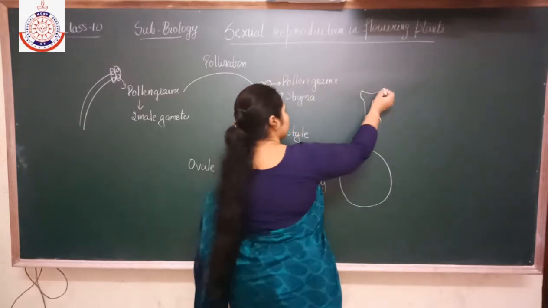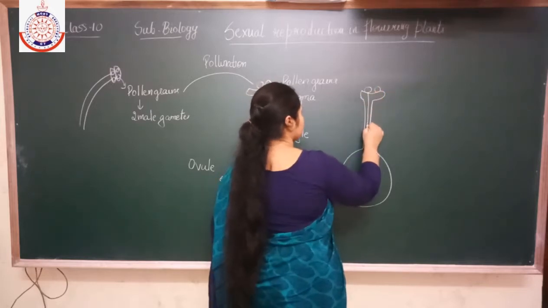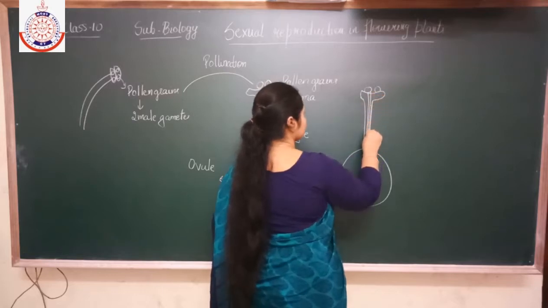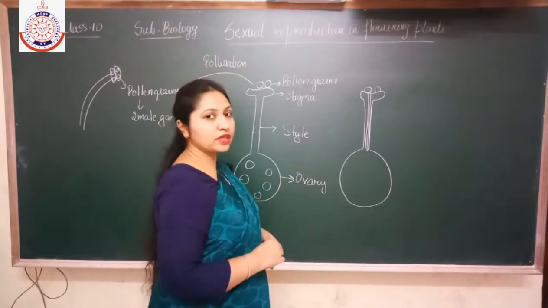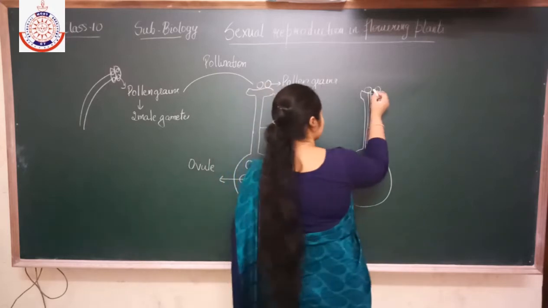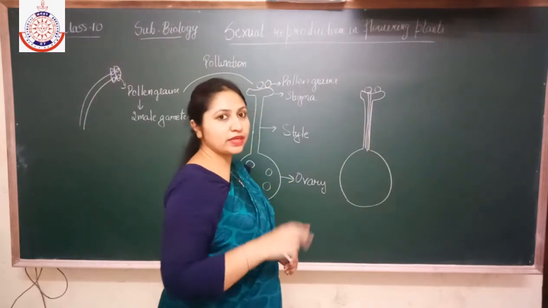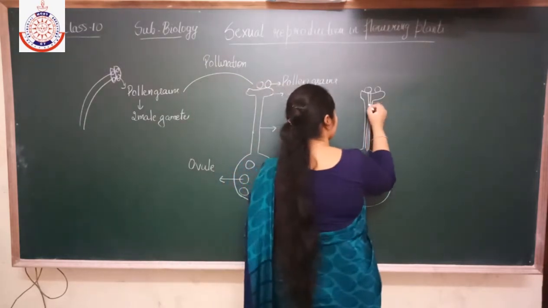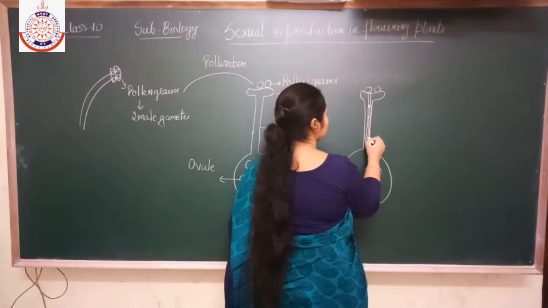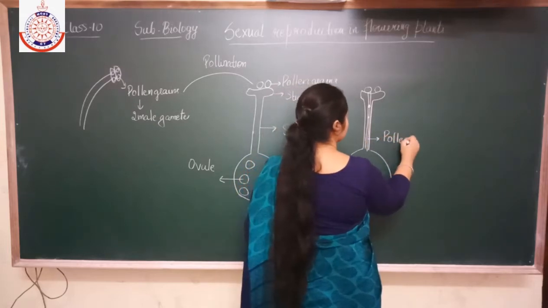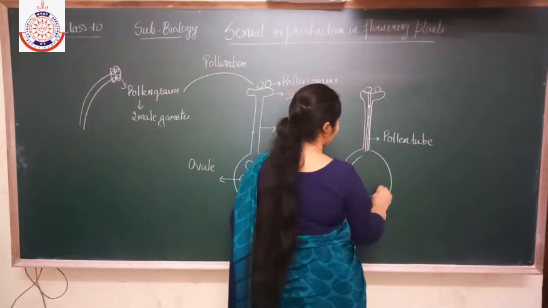So what happens is that when pollen grains fall over the stigma region, they form a pollen tube. The pollen tube arises from the pollen grain, and this pollen grain consists of how many male gametes? Two male gametes are present. So these male gametes, through this pollen tube, enter the ovule region.